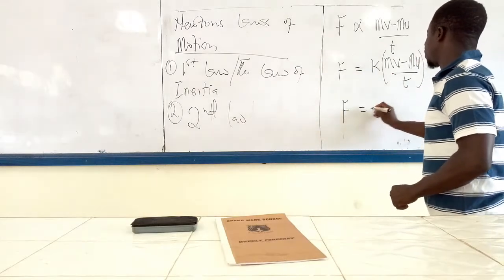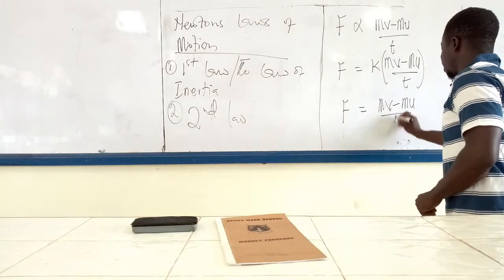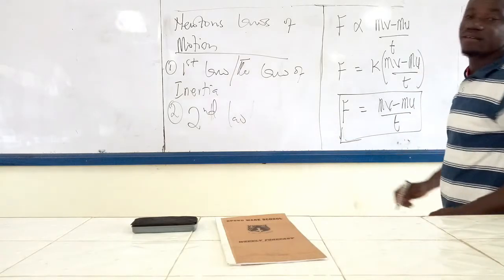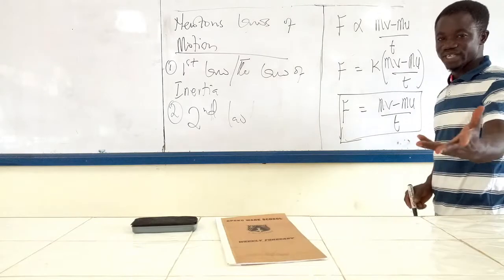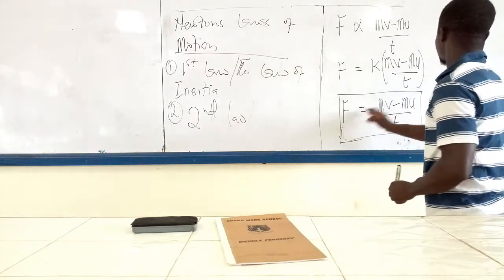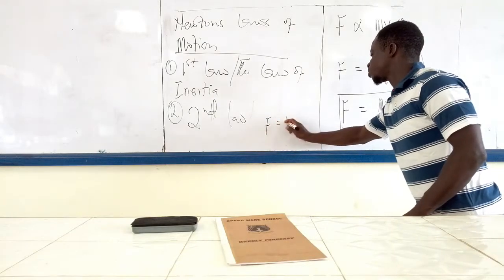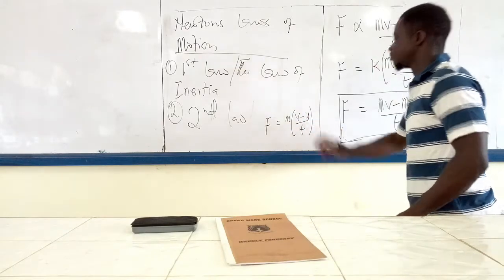Therefore, F is equal to mv minus mu all over t. This is the formula for force. Why? We have dealt with linear motion, so we know this. Let us factorize m out. If we factorize m out in this equation, we'll get F is equal to m into bracket v minus u all over t.